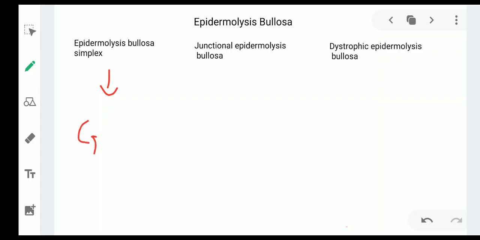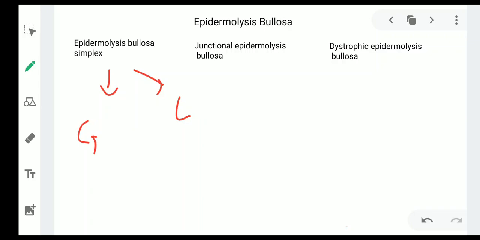One is the generalized form and another is the localized form. Now, the generalized form shows an autosomal dominant characteristic. Bullae and vesicles are seen on hands and feet or at the site of friction or trauma. They may be seen on knees and elbows, and nails may often be involved. Scarring is not seen in this type.